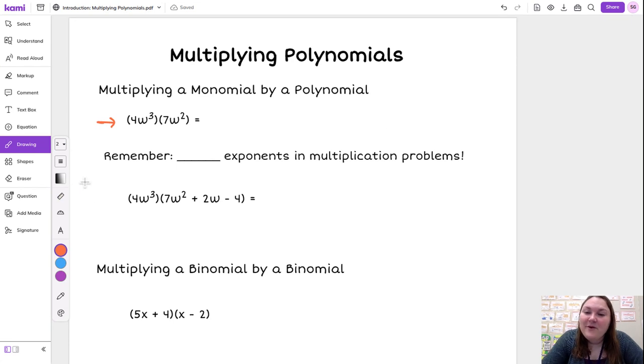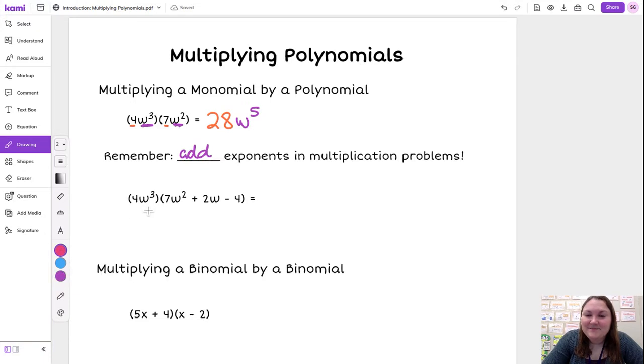So to multiply 4w cubed times 7w squared, we first start by multiplying 4 by 7. I multiply my numbers. 4 times 7 is 28. And then we learned in that last lesson, if it is a multiplication problem, what do we do with those exponents? We learned we add the exponents in multiplication problems. So here I want to copy my w and then add 3 plus 2 to get our final answer, 28w to the 5th power. This is going to be really similar to what we're doing today.